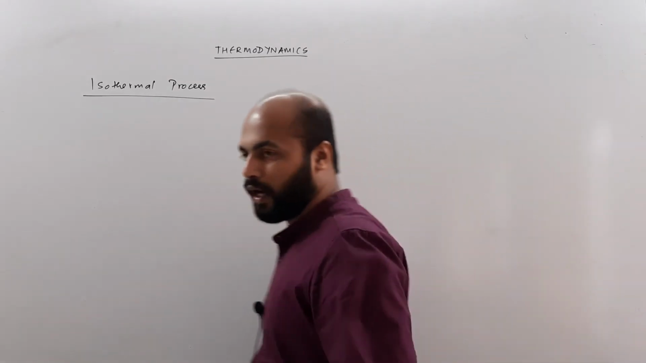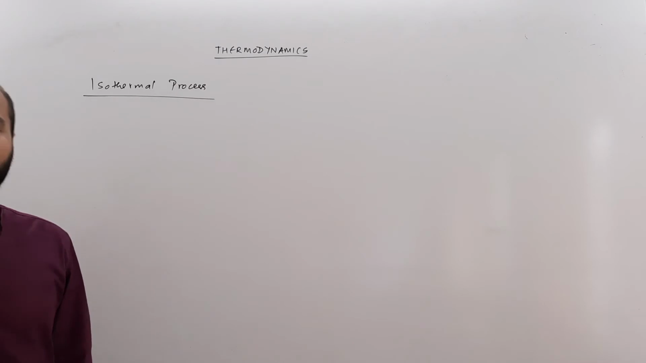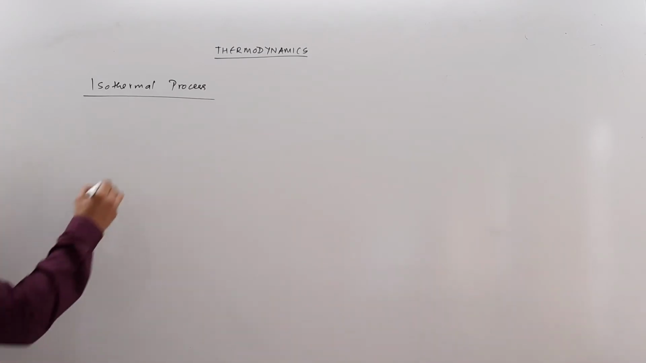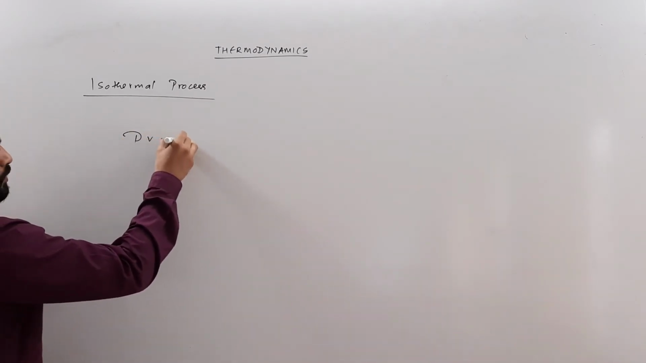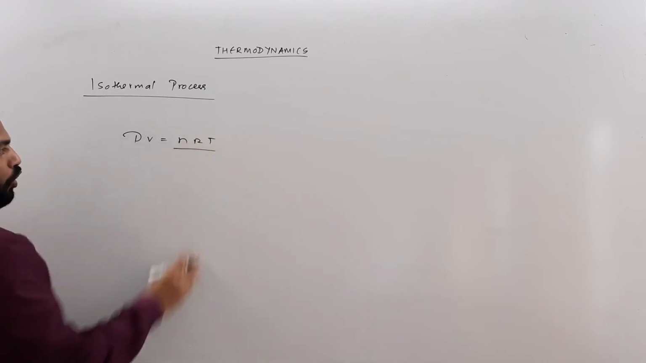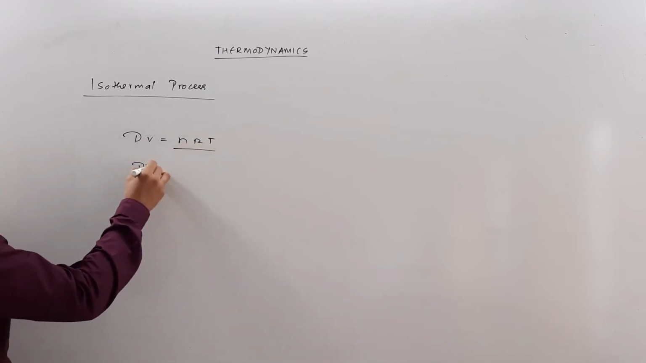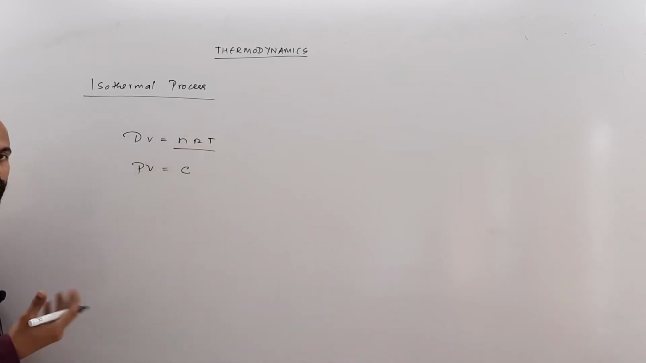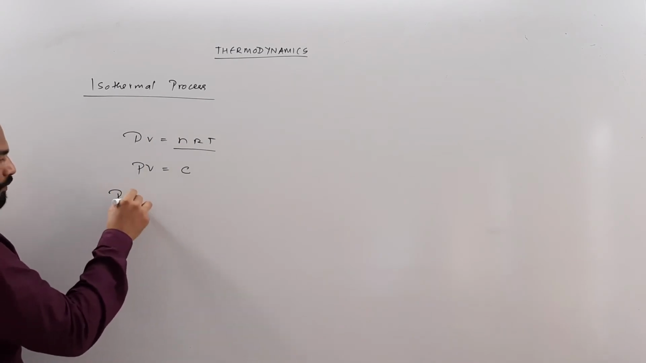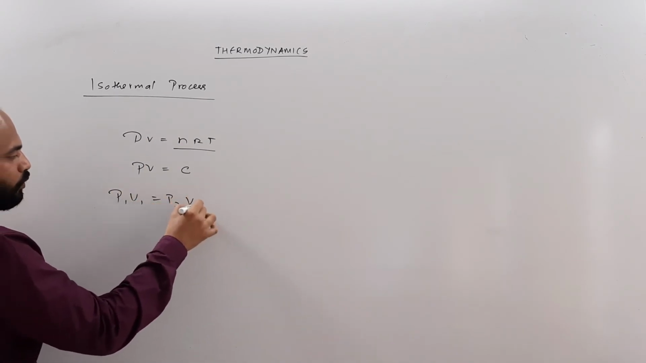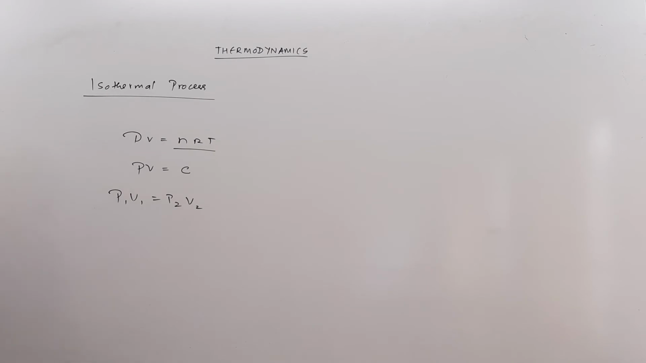Let's talk next about the isothermal process. Isothermal means the temperature remains constant. So the equation of state will now be, this all being constant, we can write this as PV equals constant. So we can write an equation like P1 V1 equals P2 V2 for this particular process, that's the isothermal process.